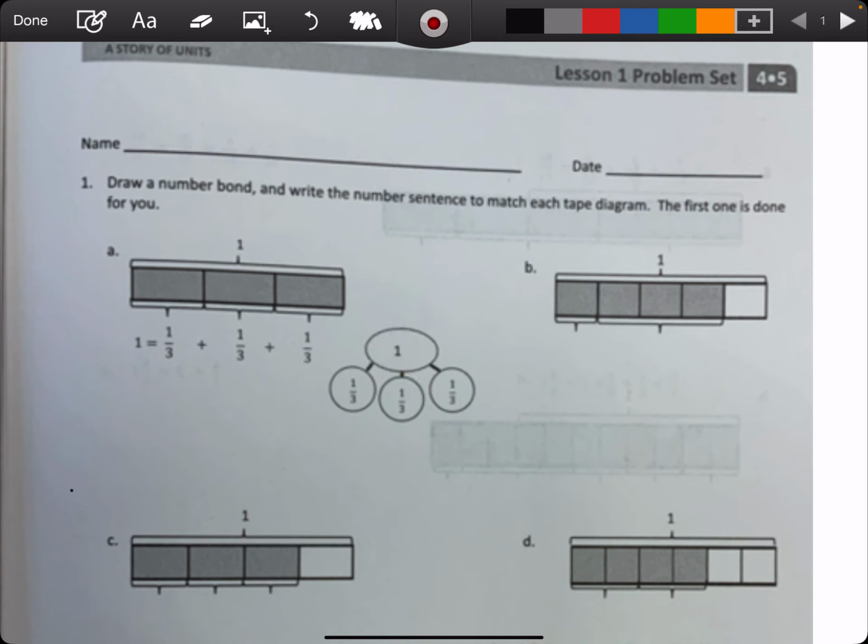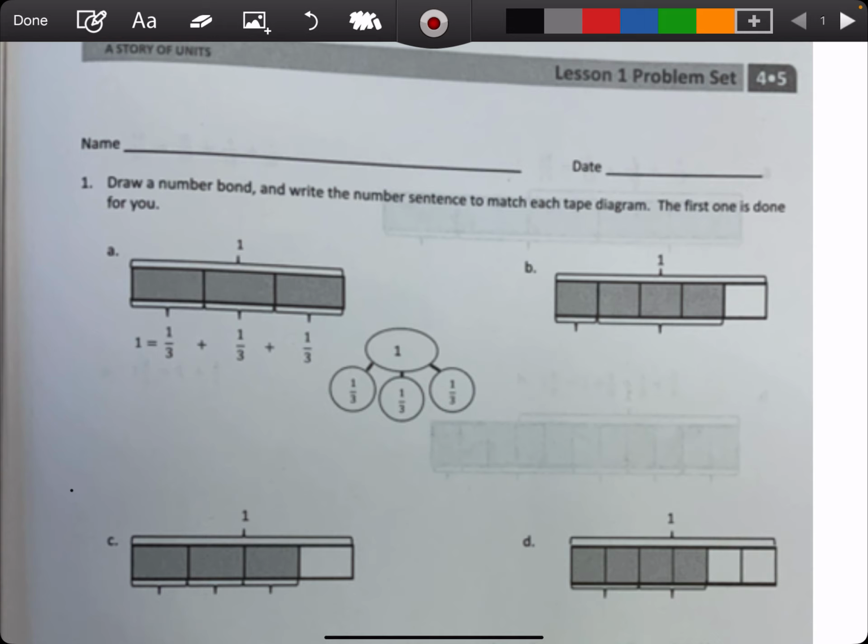And each one of the circles that branch off of the number bond are for each of the pieces here that we have shaded in. Well, it doesn't have to be for each piece, but you could see that they've grouped each piece separately. So it's 1 whole is equal to 1/3, another third, and another third. You add those 3 thirds together and you get the 1 whole, which is how much is shaded in.